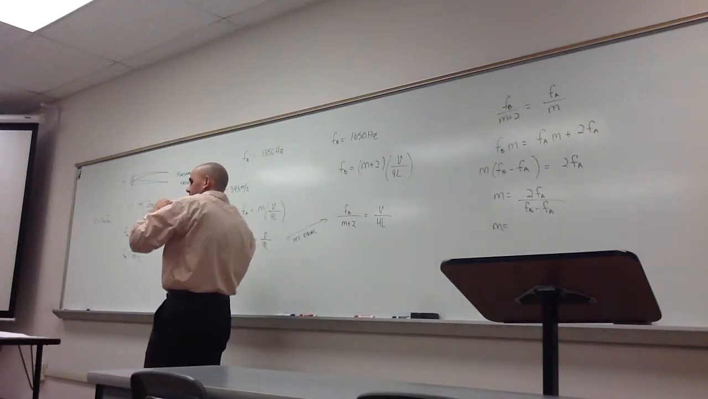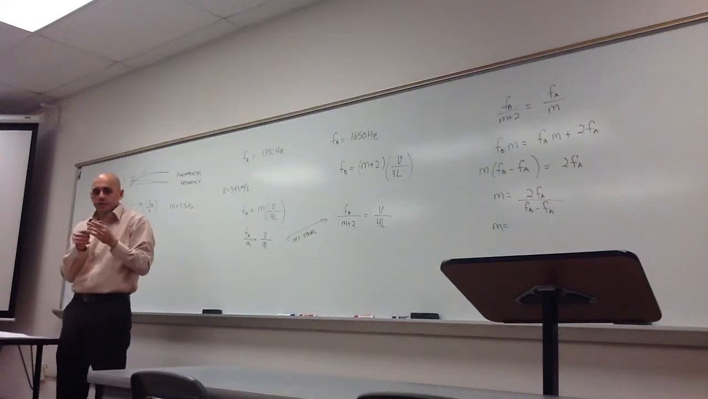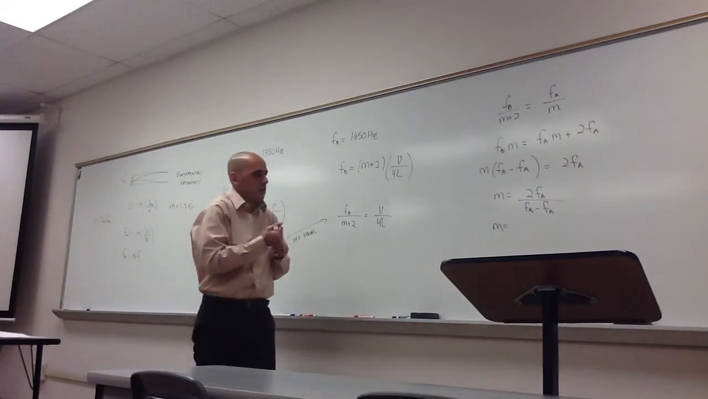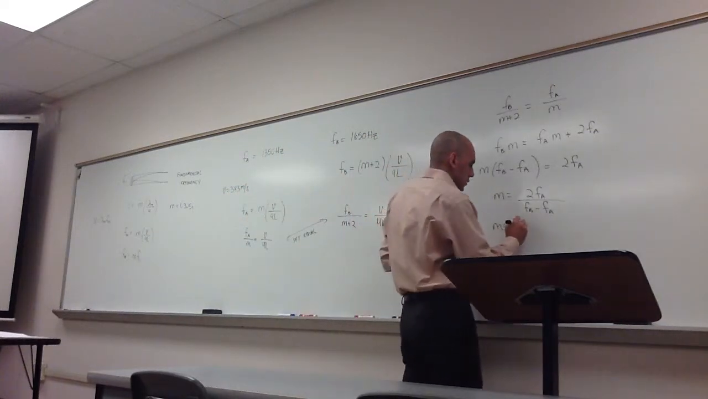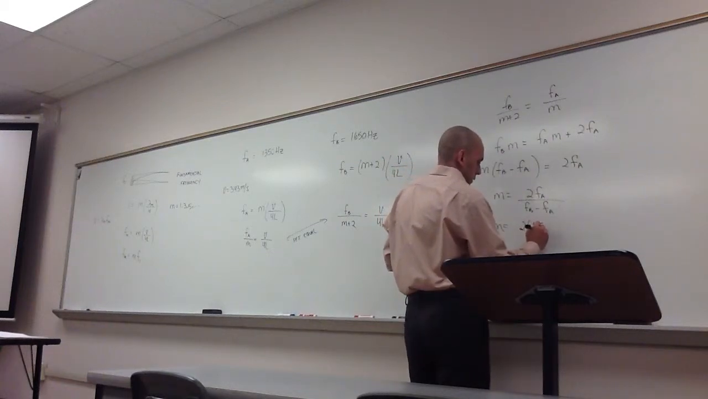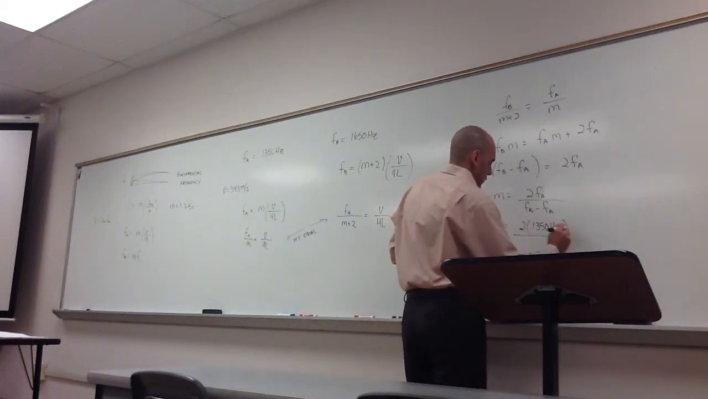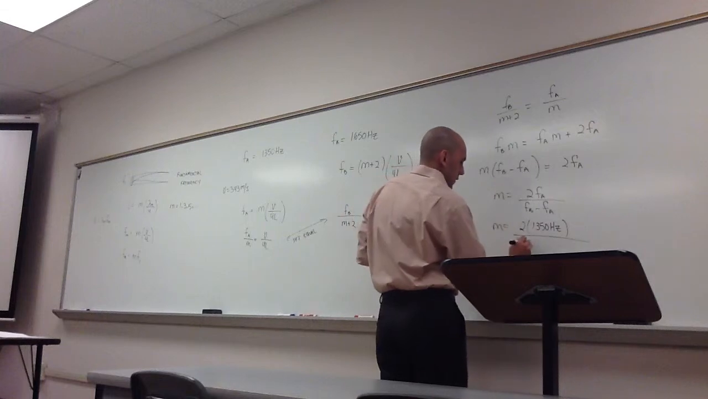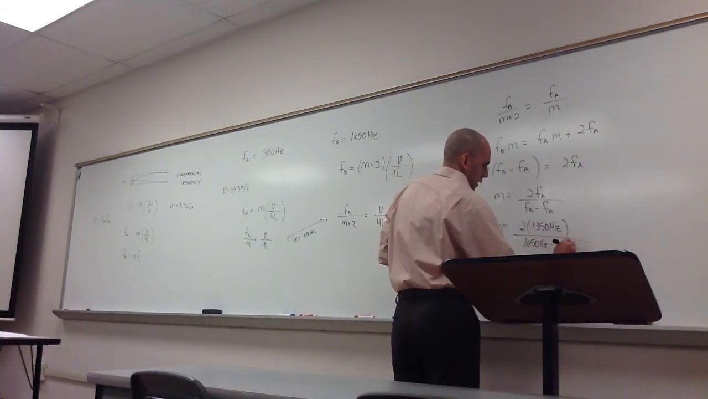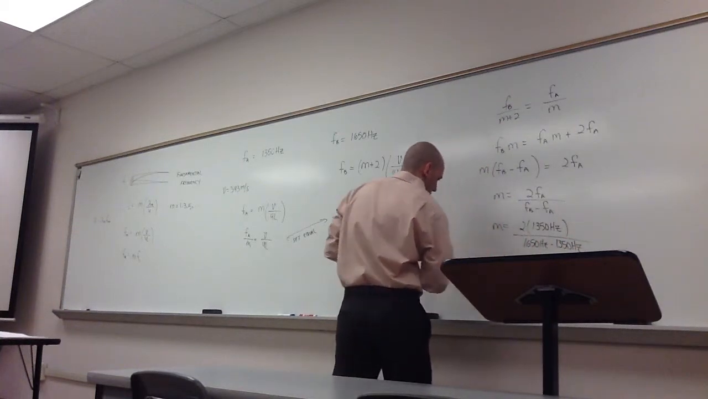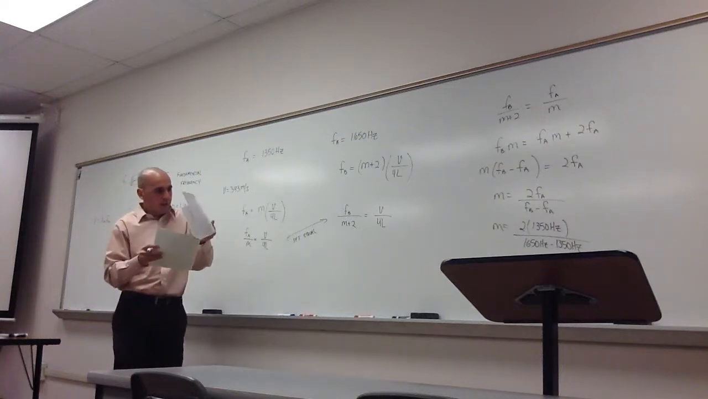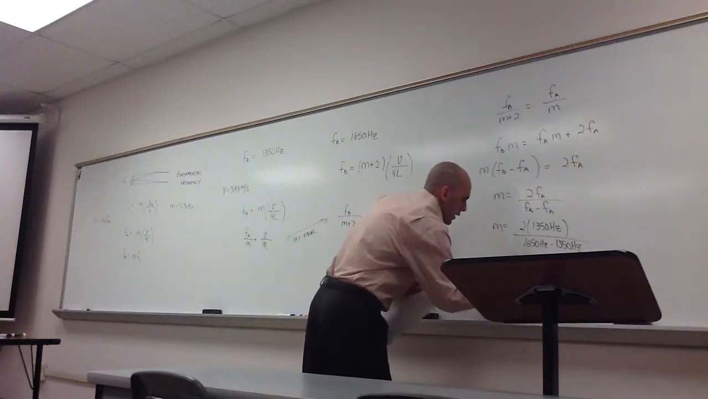What kind of number should we get for an answer here? Better be an odd integer or something went wrong. So this is 2 times the FA, which is 1,350. You've got FB, which is the 1,650, minus the 1,350 there again. And get some number here for M. Should get 9 here.